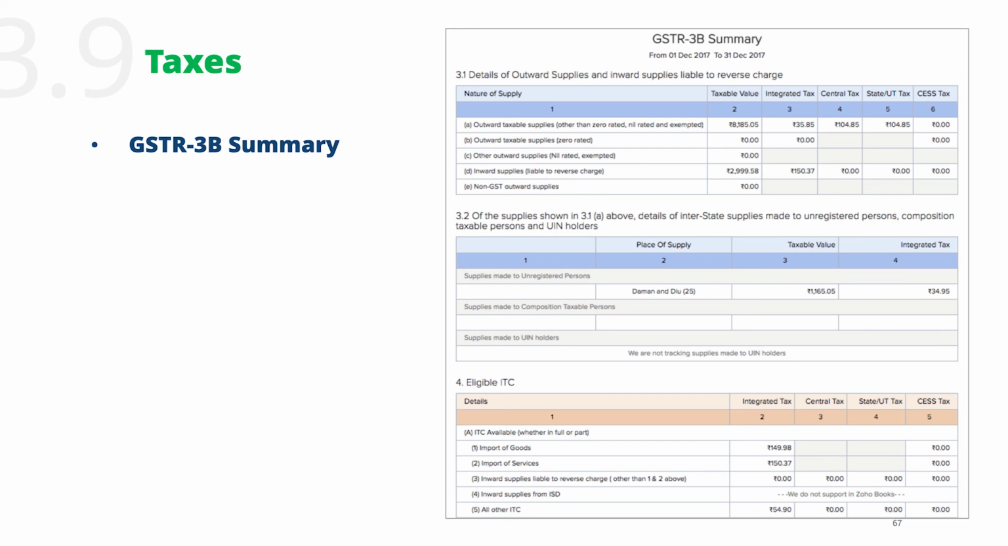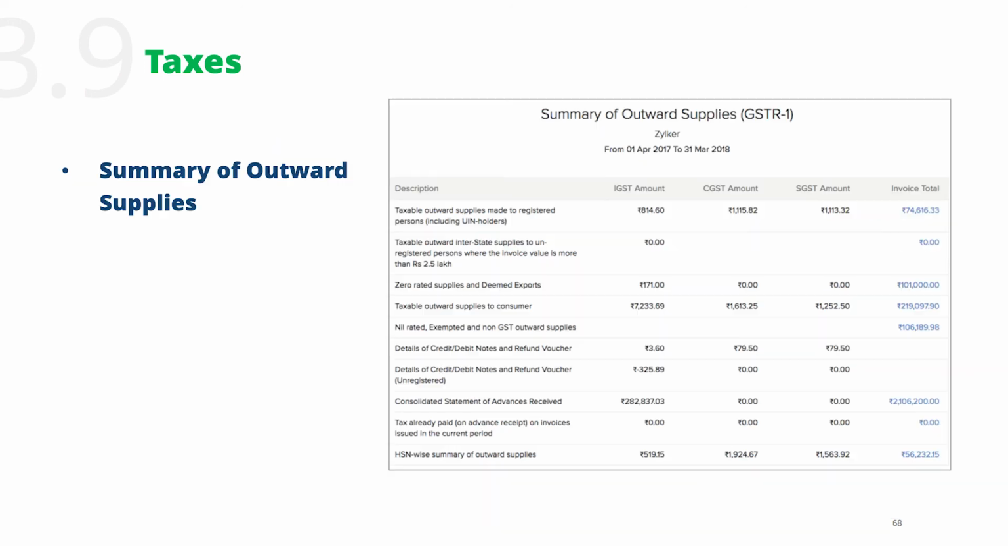The GST 3B summary can also be generated in the reporting module of Zoho Books. This is one of the mandatory forms to be submitted by businesses registered under GST. The GSTR1, or the Summary of Outward Supplies, is another form to be submitted by businesses under GST. It is a form that must be filed for all sale transactions that happen in a business.